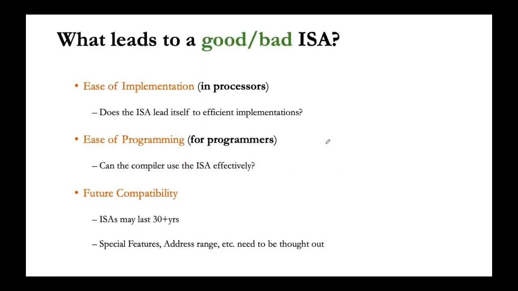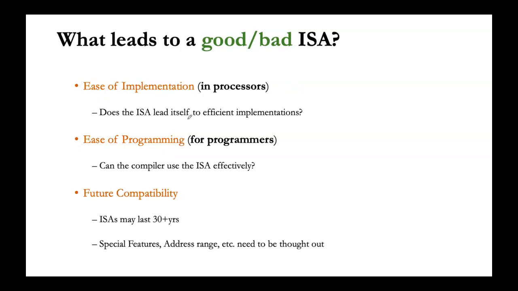To design these instructions either in CISC or RISC, what leads to a good ISA or a bad ISA? There are three things which should be considered for a good ISA: ease of implementation in the processors, ease of programming in terms of programmers, and future compatibility.